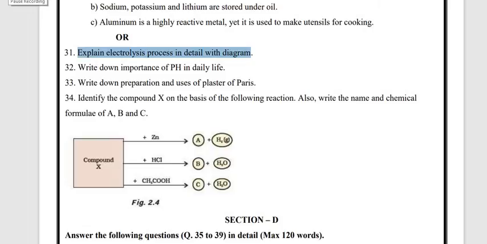Student, now in this video we will see question number 31. The question is: explain the electrolysis process in detail with diagram. Here you can write according to yourself, meaning you can also write the water electrolysis process and the refining of copper. Both things you can write down.